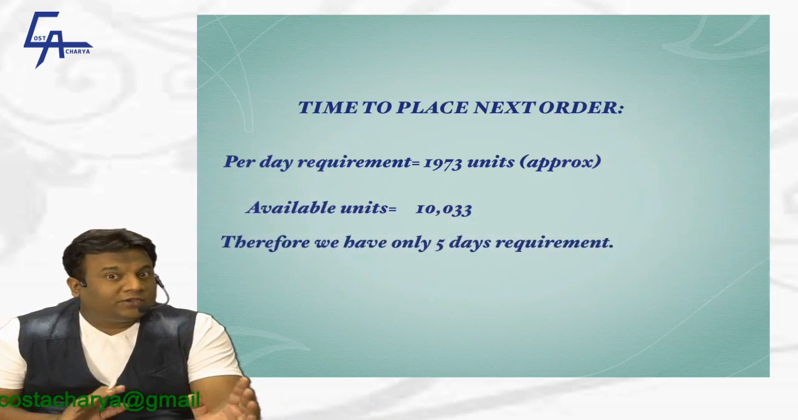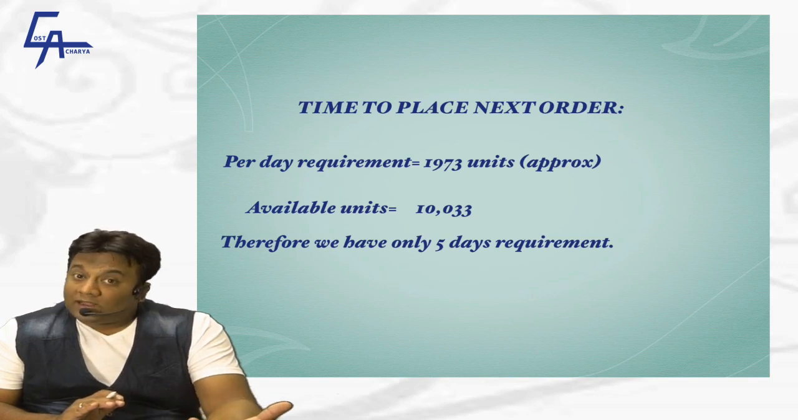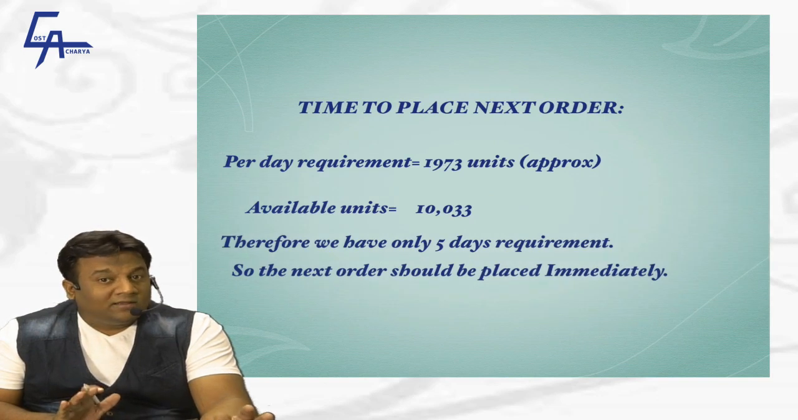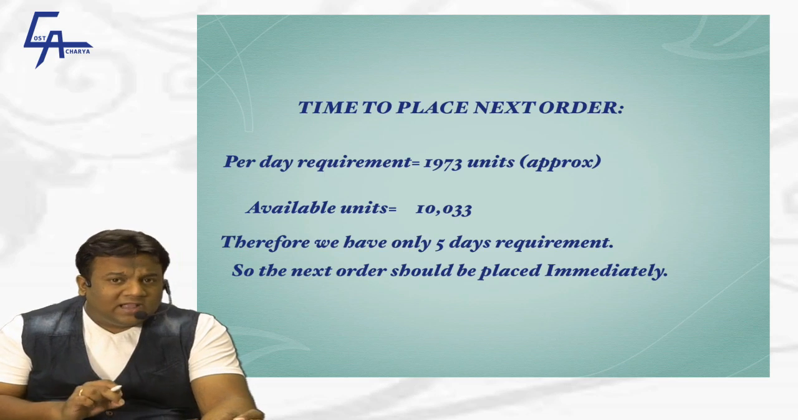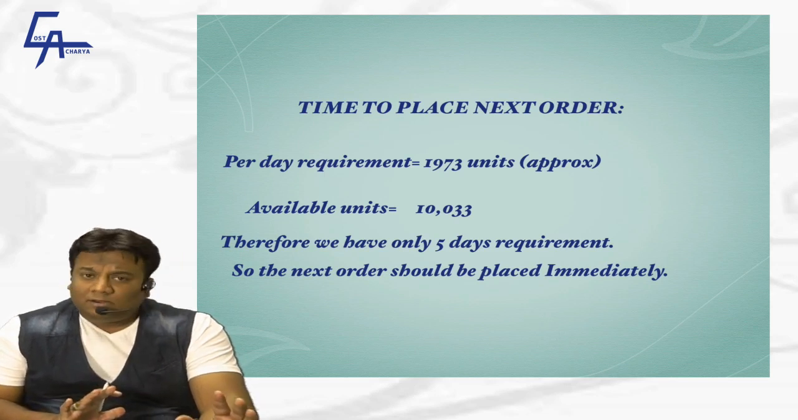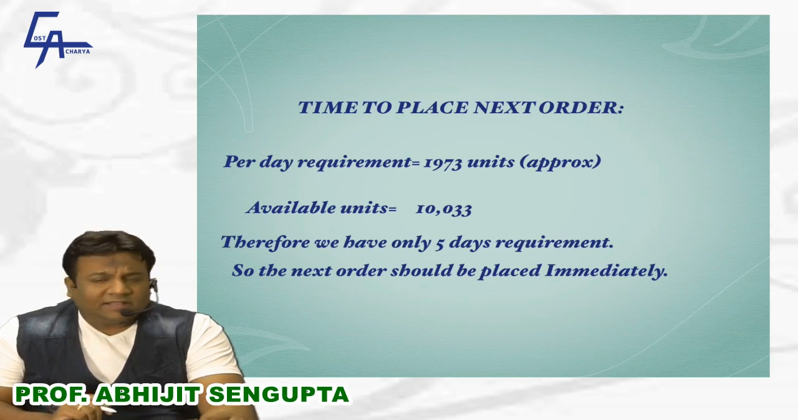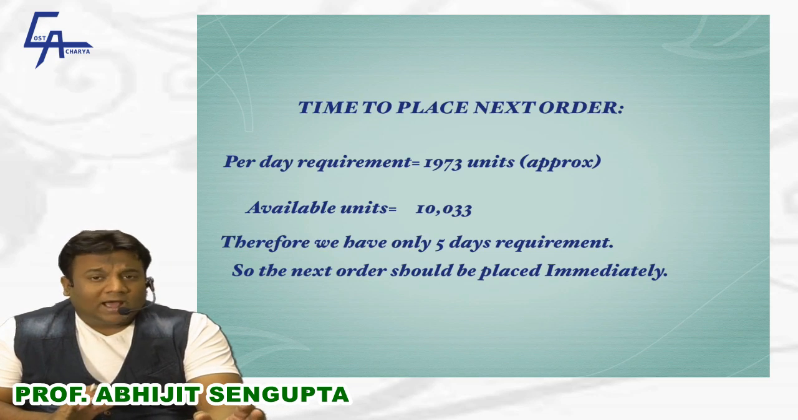So the lead time was given for this purpose. The lead time was 4 days to 6 days. So we just have 5 days requirement. So what do you mean by that? That the order should be placed immediately. Alright? So that was the question. You simply have to write that theoretically that we have only 5 days requirement available with us, and hence the next order should be placed immediately. That's it. Okay? So very, very simple question to begin with in the RTP series.